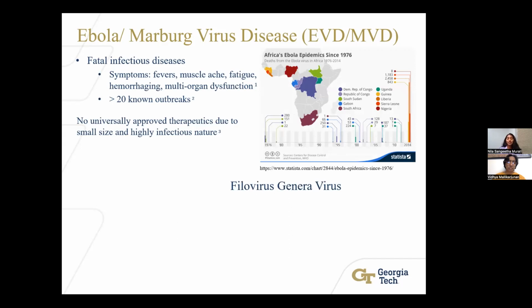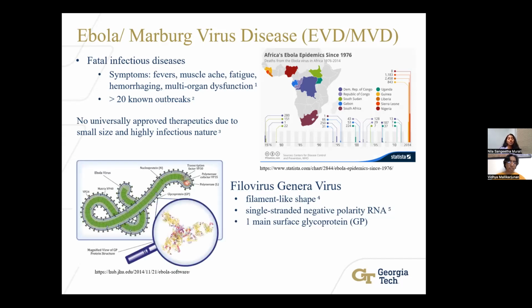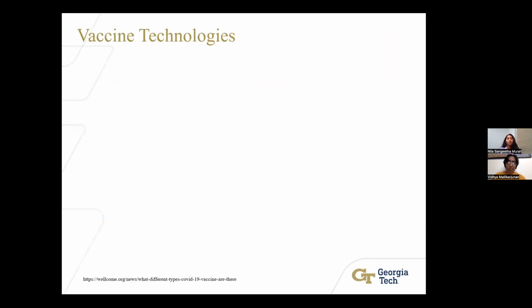The viruses themselves are from the filovirus genera and have a characteristic filament-like shape with a single-stranded negative polarity RNA. There's one main protective antigen on the virus, a surface glycoprotein, GP. This image shows a magnified view of the glycoprotein. The GP plays an important role for the virus's entry into the host cells and is heavily glycosylated to provide the virus with stability, fusion activity, and shielding. This actually increases the virus's ability to infect and cause harm in patients.